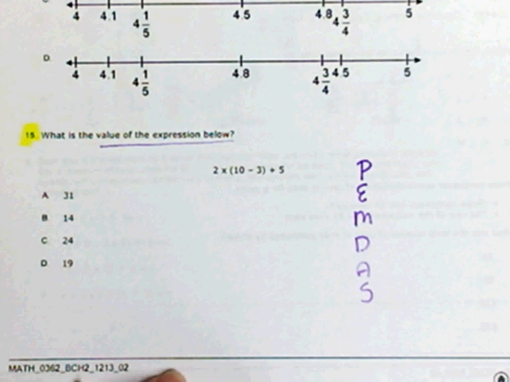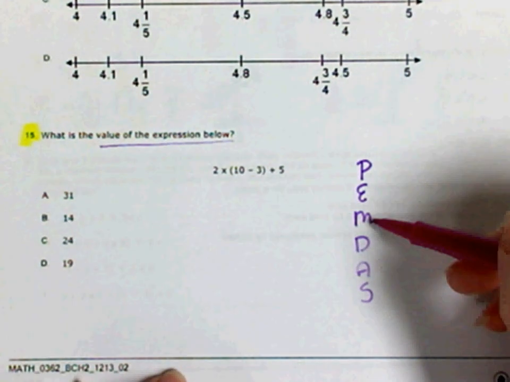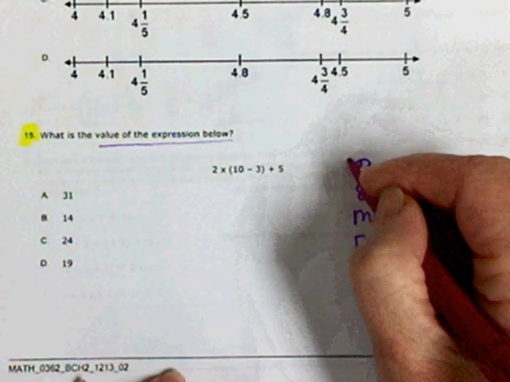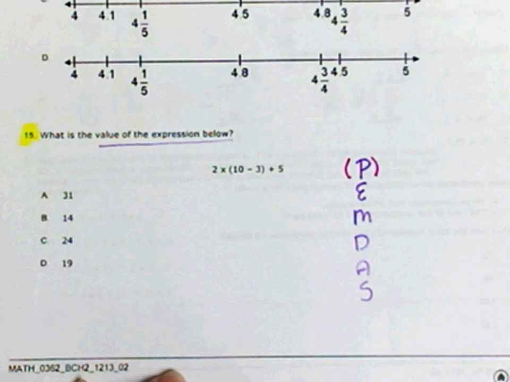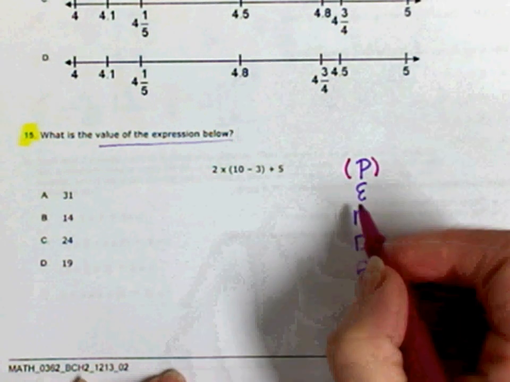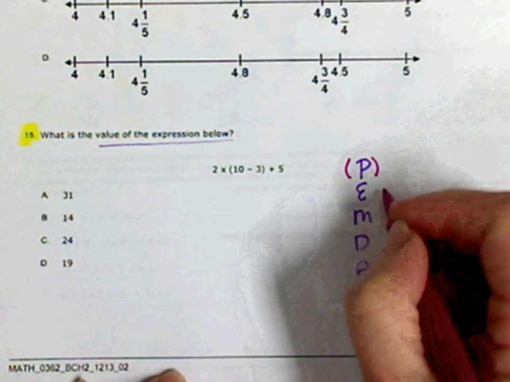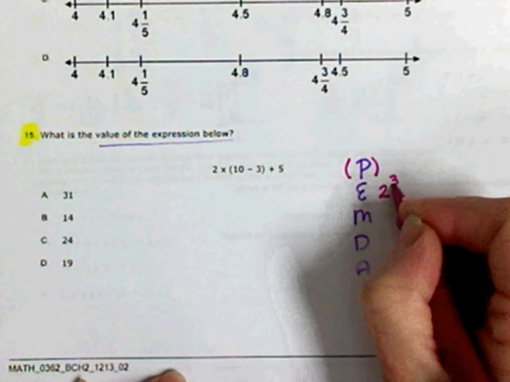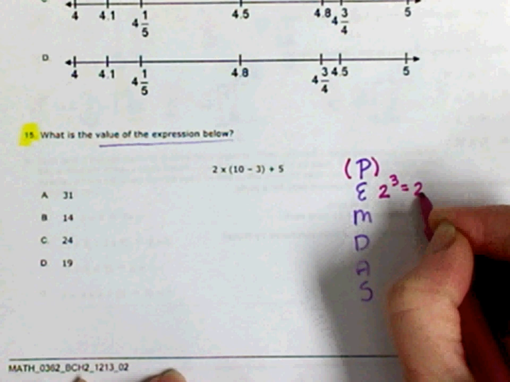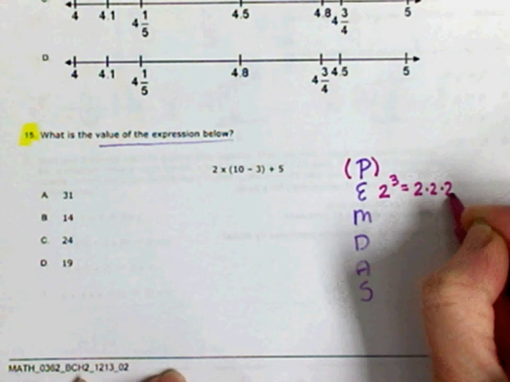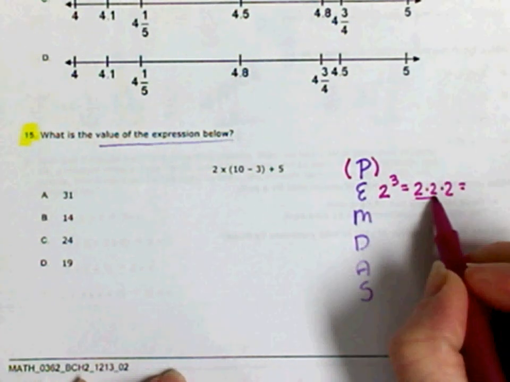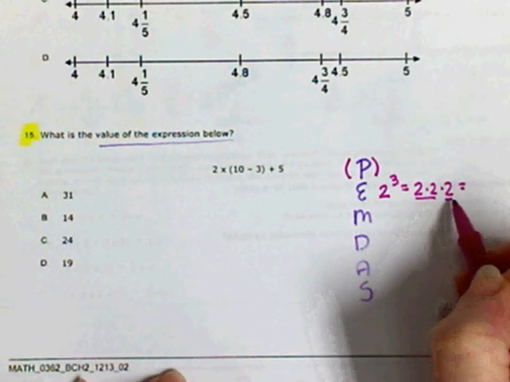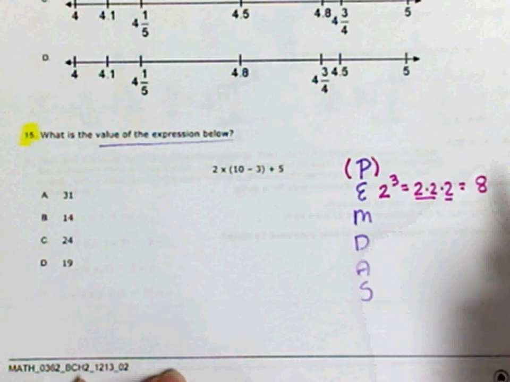Now as I think about the PEMDAS, I need to think about other things that go with it. The P is representing anything that is inside the parentheses. The E is like an exponent. For example, if it's 2 to the third power, it actually means to multiply 2 times 2 times 2, which would be not 6, but 2 times 2 is 4, times 2, which is the value of 8.